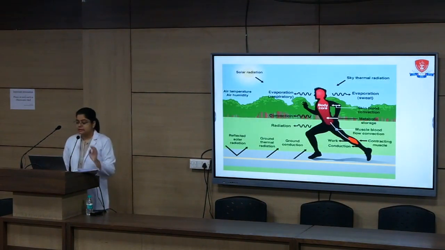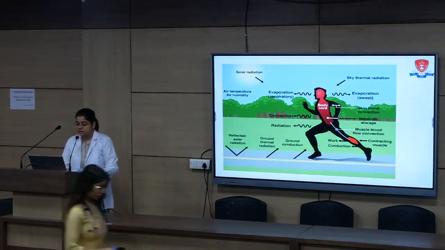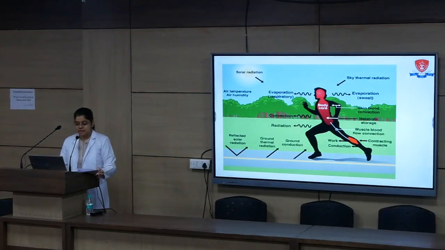To understand the heat loss modalities, in this picture we can appreciate the work in the contracting muscle, which causes conduction, then muscle blood flow, which causes convection. To appreciate the radiation process, there is reflected solar radiation, ground radiation and sky thermal radiation, and evaporation by respiration and sweating.